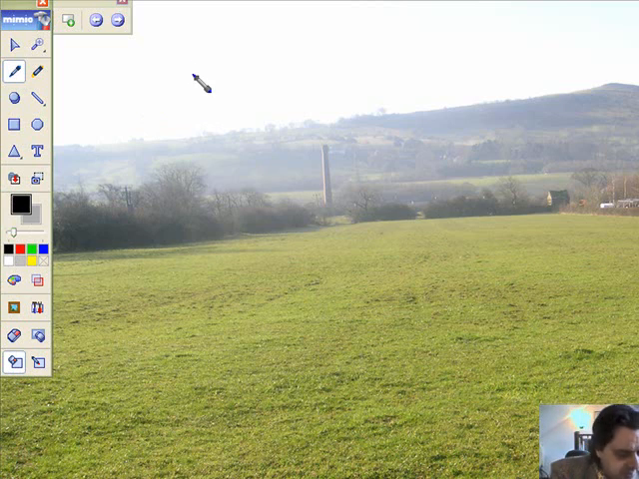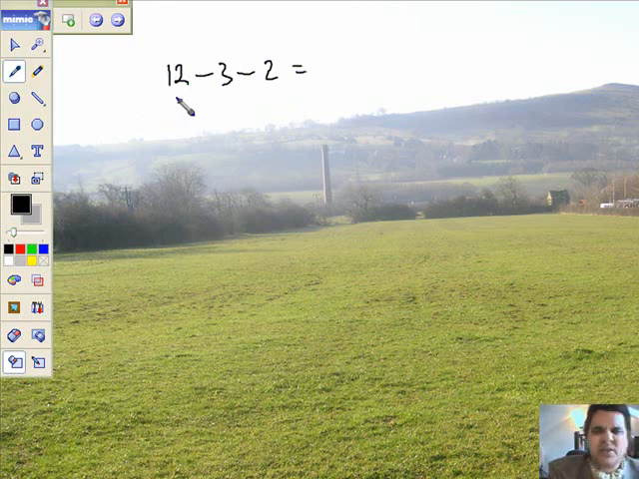Alright, 6. So Yoti has a dozen eggs, that's called 12 eggs. She uses 3 for her breakfast, so she'll take away 3. And 2 in a cake, take away another 2. What have we got so far? So we got 12 take away 5. That's going to be 7 eggs that are left over.